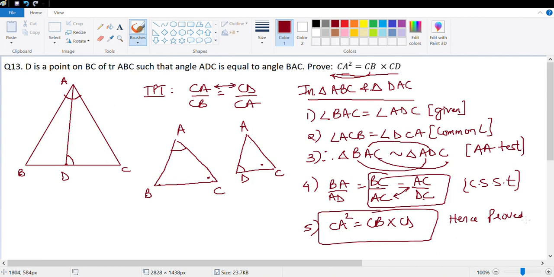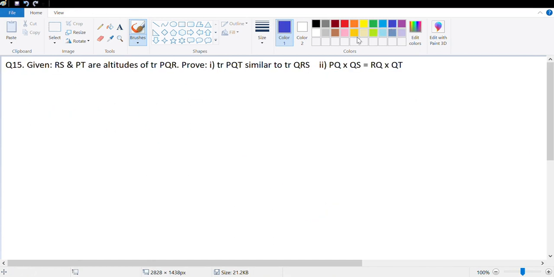Wonderful. We've been able to solve this question. Again, absolutely no problem till now. Let's look at the next one. The next one is question number 15, I think. Let's go ahead and look at the homework question. Yes, that's question number 15.